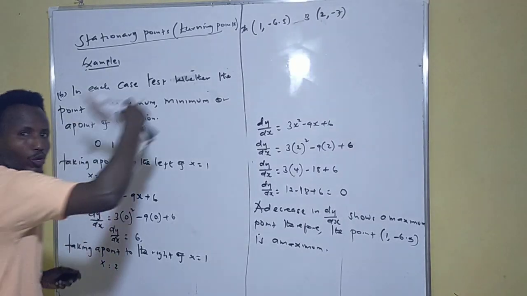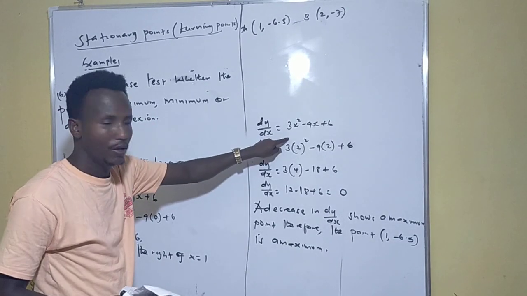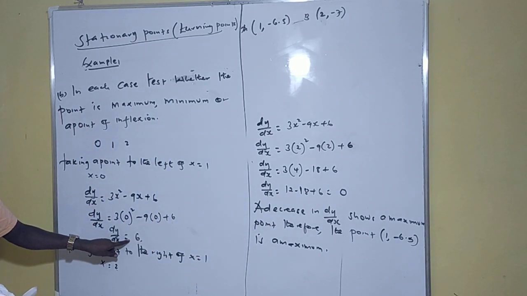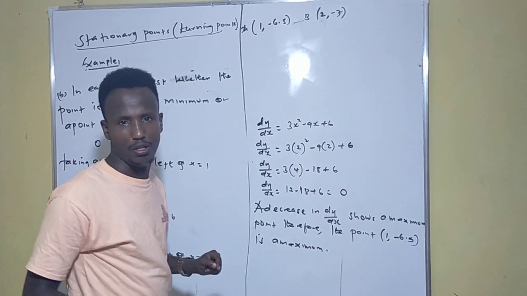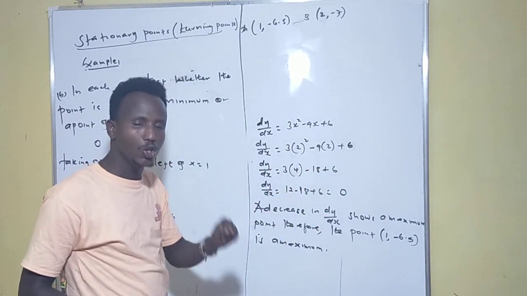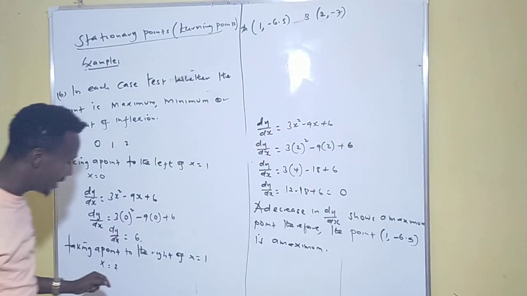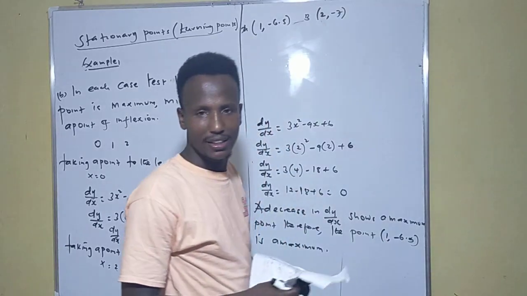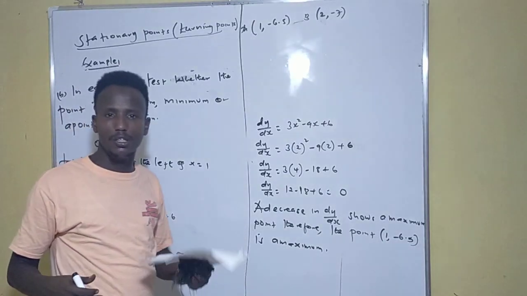Take also a number to the right of x equal to 1. That will be 2. Substitute again in the gradient function. That will give us 0. So now ask yourself, what's happening to the gradient function? It's decreasing from 6 to 0. So a decrease in the gradient function, when substituted with the x value of the point, shows that the point is a maximum point. Just understand that. Very easy. And an increase in the gradient function shows that the point is minimum.